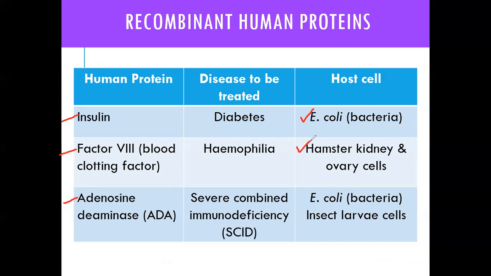That means they isolate those kidney cells and ovary cells from hamster, and then they culture those cells in a container in the lab in nutrient medium, just like how we culture the bacteria. Instead of bacteria, they culture this mammalian cell, which is a eukaryotic cell. Okay, and then for production of ADA, they have used E. coli. They have also used insect larva cells. That means they also isolate those cells and culture them in the lab, just like you culture the bacteria, to produce those recombinant proteins.